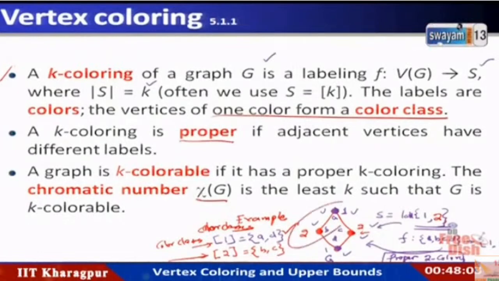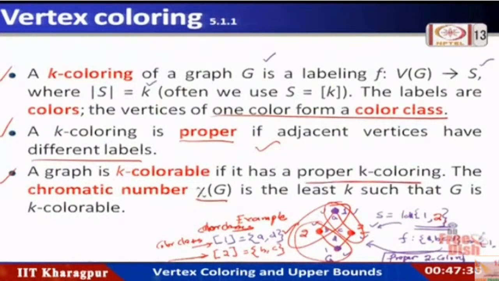Now a K coloring is proper if adjacent vertices have different labels. Here you can see vertices A and B are adjacent but they have colors or labels 1 and 2, they do not have the same. Hence any pair of adjacent vertices you pick receives different colors or labels. Hence this coloring is proper. So a graph is K colorable if it has a proper K coloring. We have shown a proper 2 coloring of this graph, hence this graph is 2 colorable.